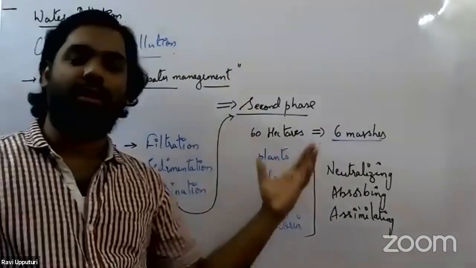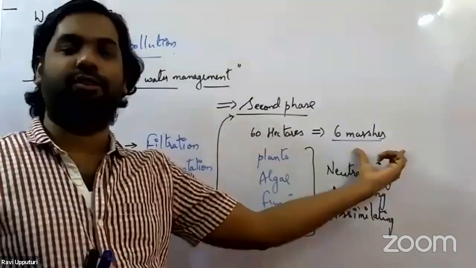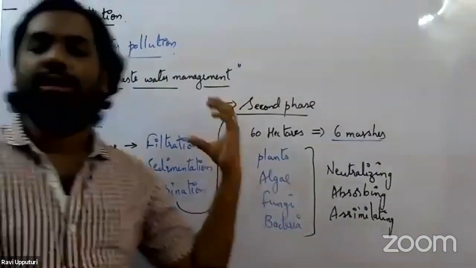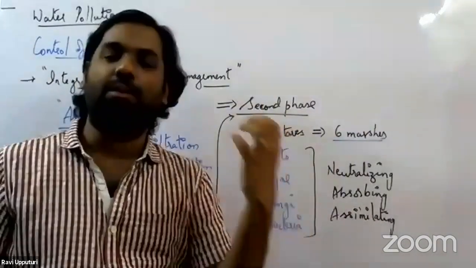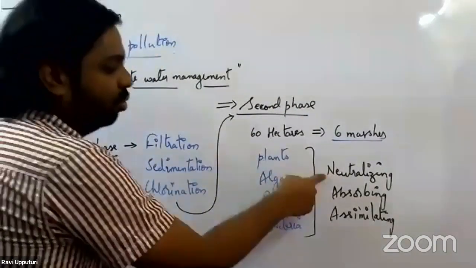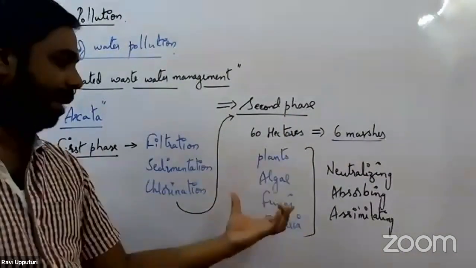So as the water from the first phase passed into all of these six marshes, which contain the plants, algae, fungi, and bacteria, all the chemical substances, heavy metals, and toxic substances present in the water were neutralized, absorbed, and assimilated by these plants, algae, bacteria, and fungi.